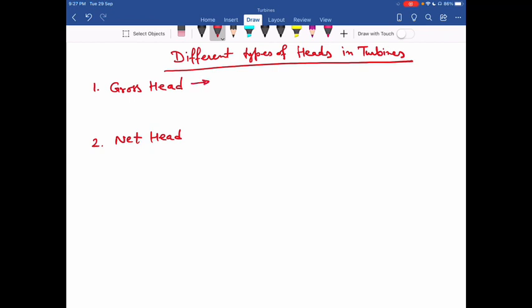Now this gross head is the difference between the head race level and the tail race level. Okay, so this difference of head race level and tail race level, this height we call as gross head. Now another name for this head is the total head.